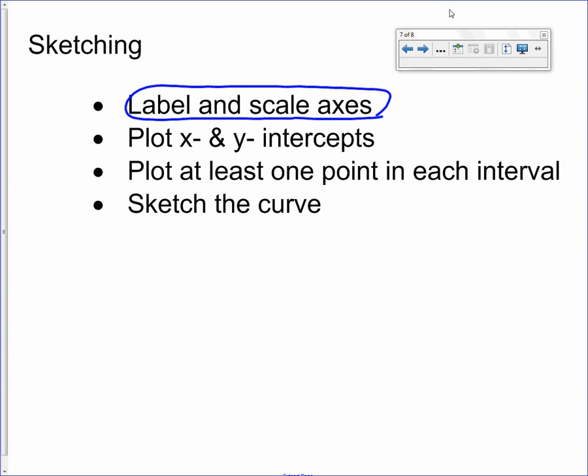Next, you're going to want to plot your x and y intercepts. And then you want to plot at least one point in each interval. That's in between each x-intercept. And then once you have a few points, then you're going to be ready to sketch your curve.